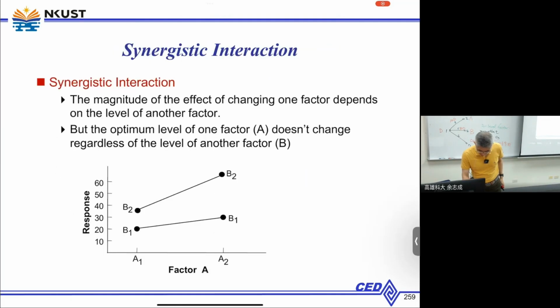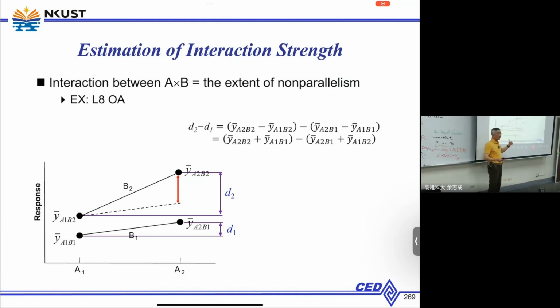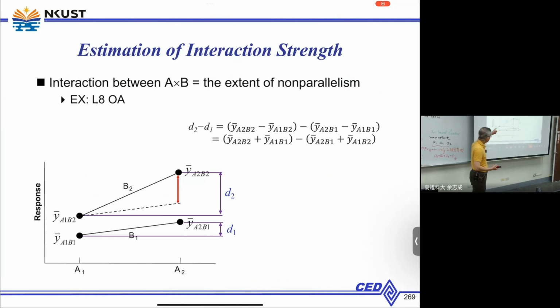To determine whether A and B have a strong interaction or not, we just need to compare the difference between D2 and D1. If D1 and D2 are equal, which means these two lines will be parallel, then there is no interaction. So we just need to compare the difference between D2 and D1, which means that the interaction for two level only needs one comparison, or only has 1 degree of freedom.